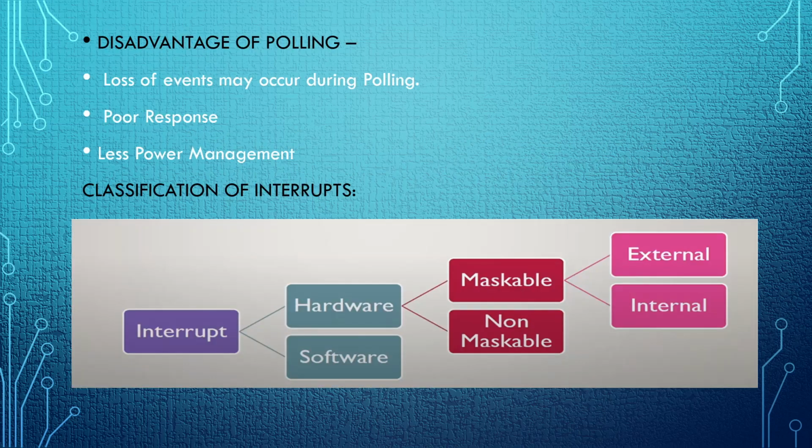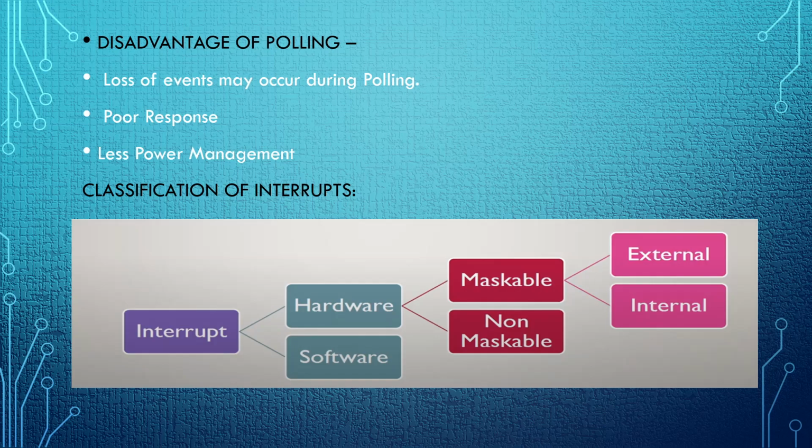Next, disadvantages of polling in the project: loss of events may occur during the polling response, and less power management. These are the disadvantages. And classification of interrupt. Interrupts are classified into two types, hardware and software.